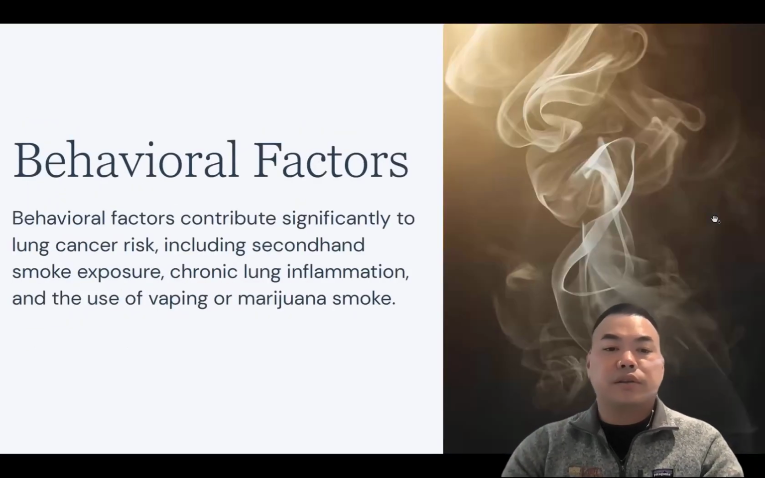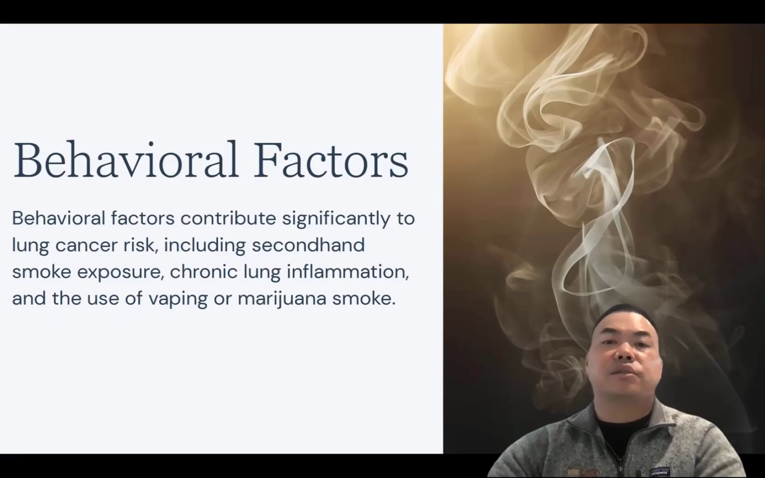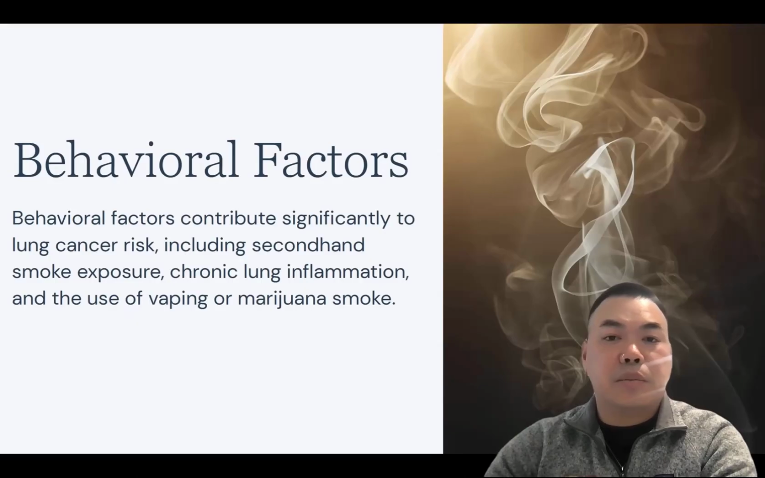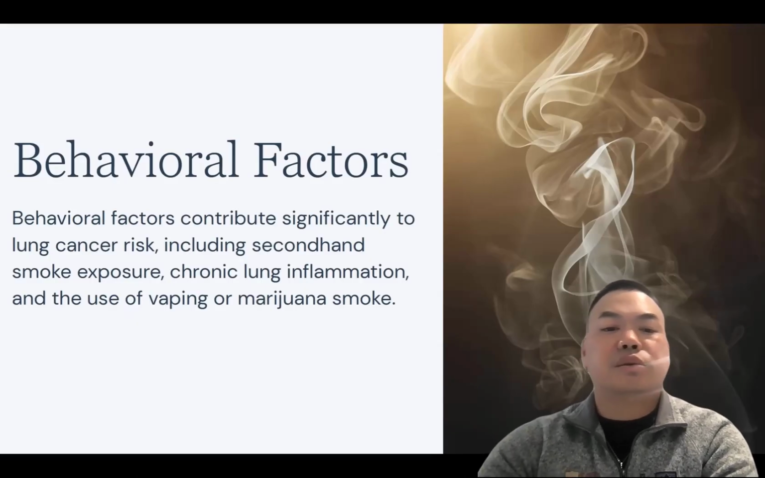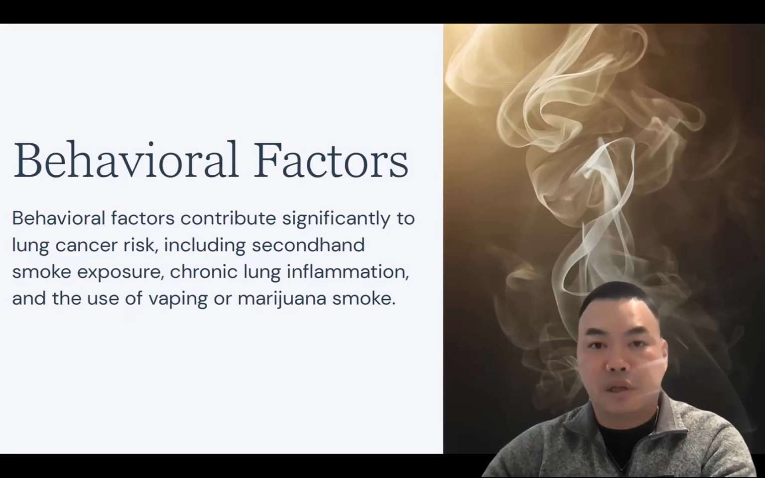Etiology and behavior factors. Behavior also plays a significant role. Secondhand smoke is a big one. Chronic irritation or inflammation in the lungs can make cancer more likely over time. Vaping is popular now, but that's a huge one, and marijuana smoke is also something that can irritate your lungs. AI tools are even being used to help predict when someone who is trying to quit smoking may relapse.